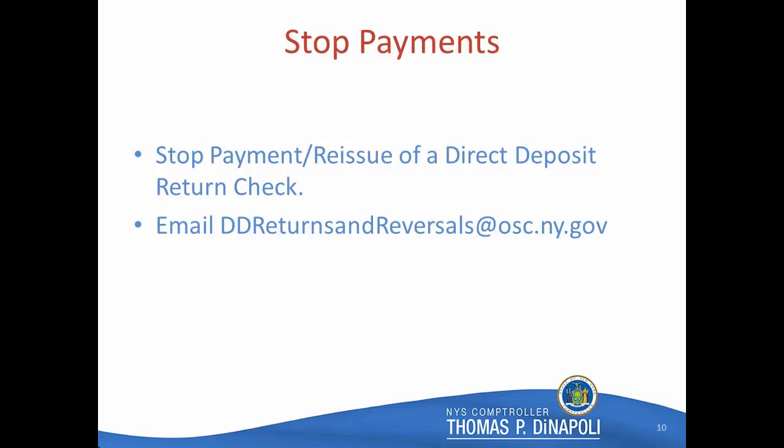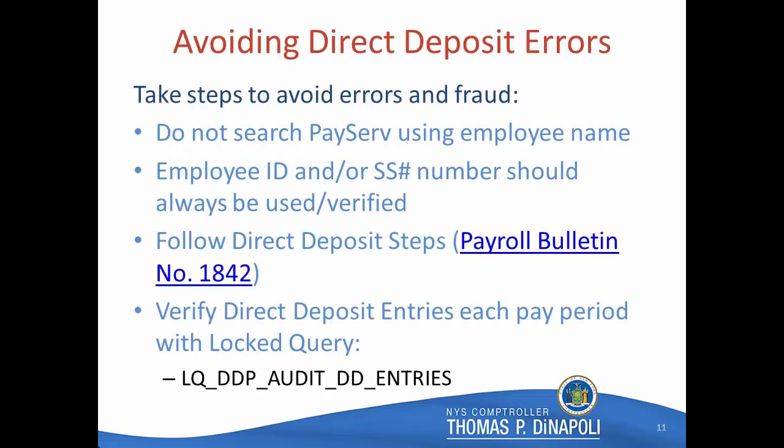If for any reason a direct deposit return is reissued as a paper check and the employee does not receive that paper check, a stop payment can be requested by the agency payroll office by emailing the DD returns and reversals at osc.ny.gov email. Avoiding direct deposit errors.